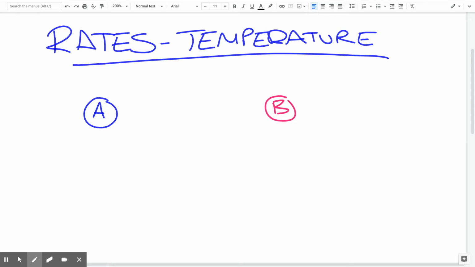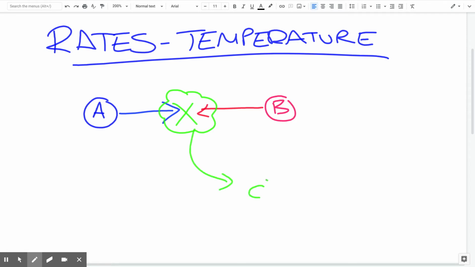And again, we're going to allow them to collide. So again, we have to allow collision to occur. Without a collision occurring, a reaction can't possibly occur. And so if we have a collision between A and B, then there is a possibility for a successful reaction to occur and particle C, for example, to be produced.